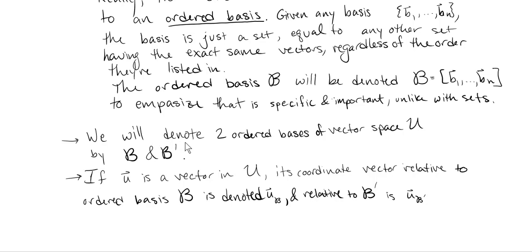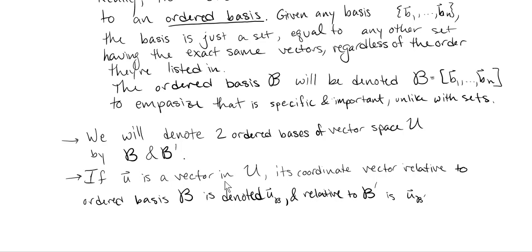Often in this discussion, it's pretty common to talk about two different ordered bases for a given vector space. We're going to denote those just by b and b prime, where the prime again is not like a derivative or anything. It's just a marker saying this is some other ordered basis compared to the original one. The prime is just a marker saying it's a different ordered basis.